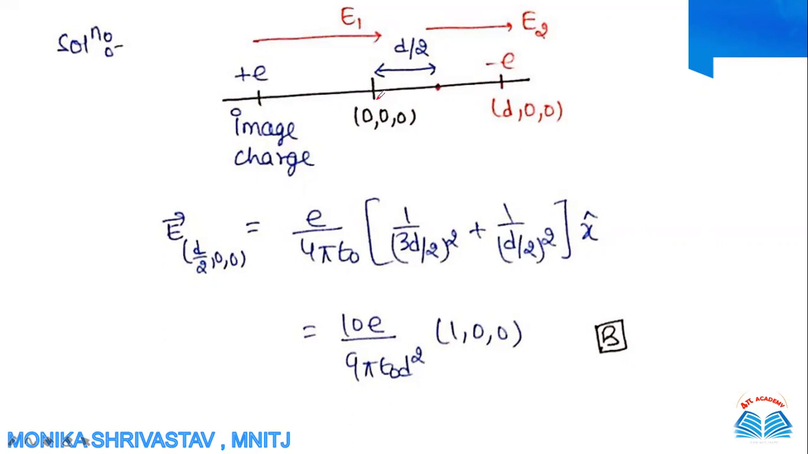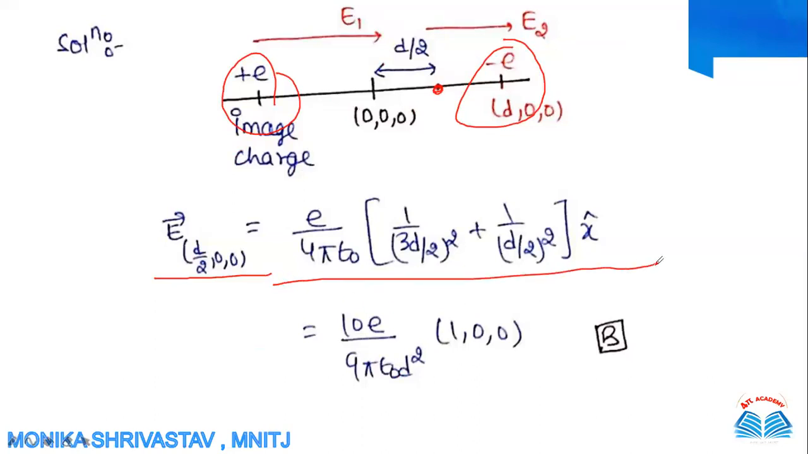We have to calculate at d by 2. There is a point here at d by 2, and we have to calculate the electric field on this point. So the electric field at the point (d/2, 0, 0) we will calculate, and we have two charges. Due to this charge, there will be some electric field. Due to this charge, there will be some electric field. So we will get two components, obviously, and we will get this type of result.